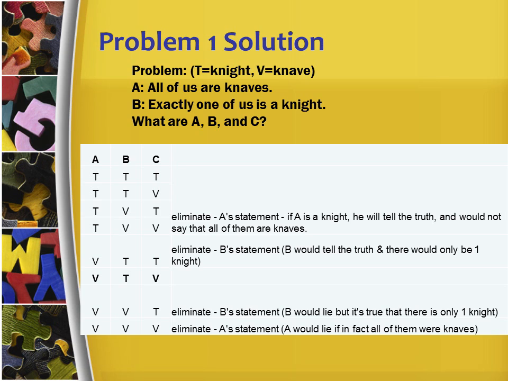Let's look at the situation where it's VTT. T means that person B is a knight. That means that he would be telling the truth. If he's telling the truth, then he would say that 2 of them are knights, because it's VTT. So B is a knight and C is a knight. If B is telling the truth, B would say that there are 2 knights. But because B does not say that, then we can eliminate that possibility.